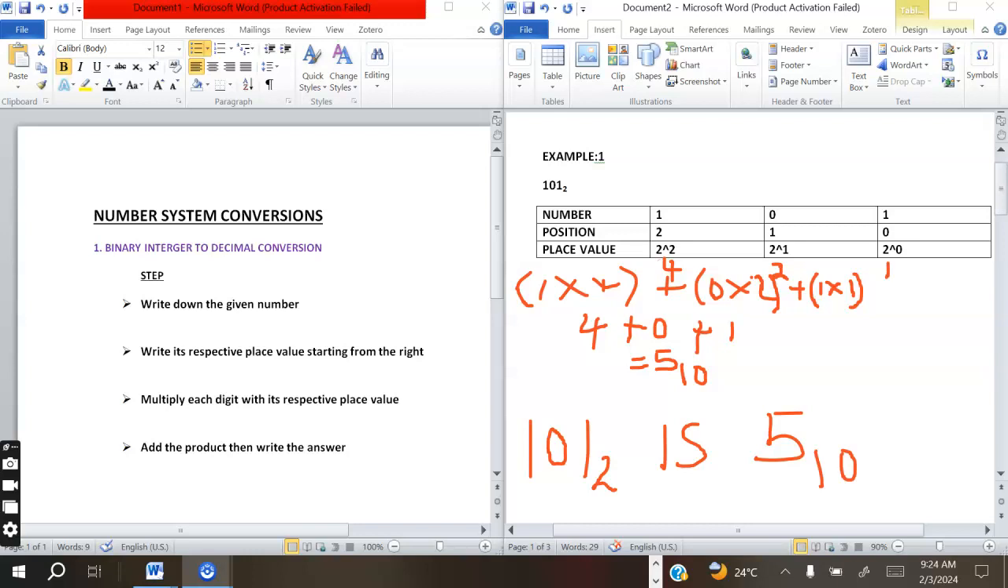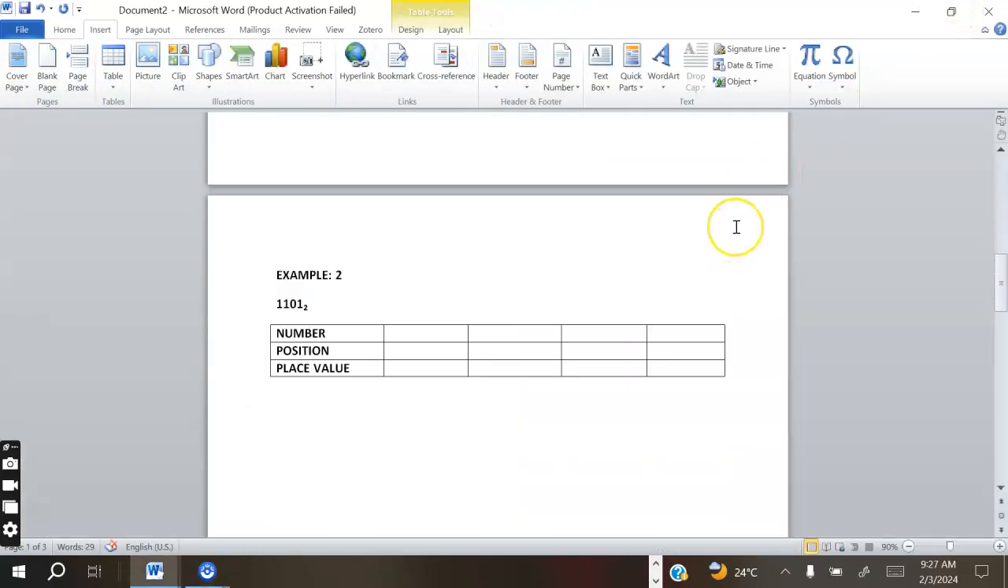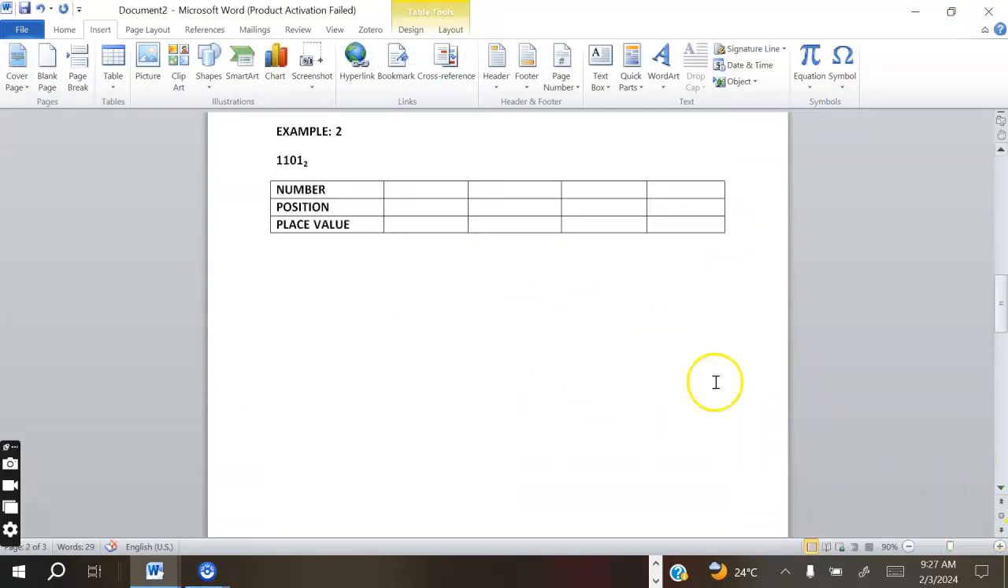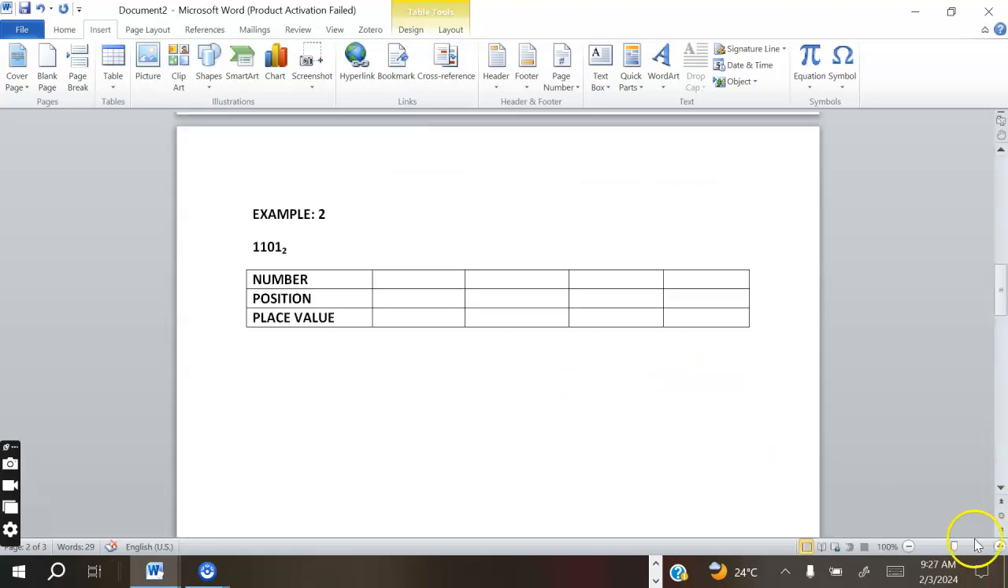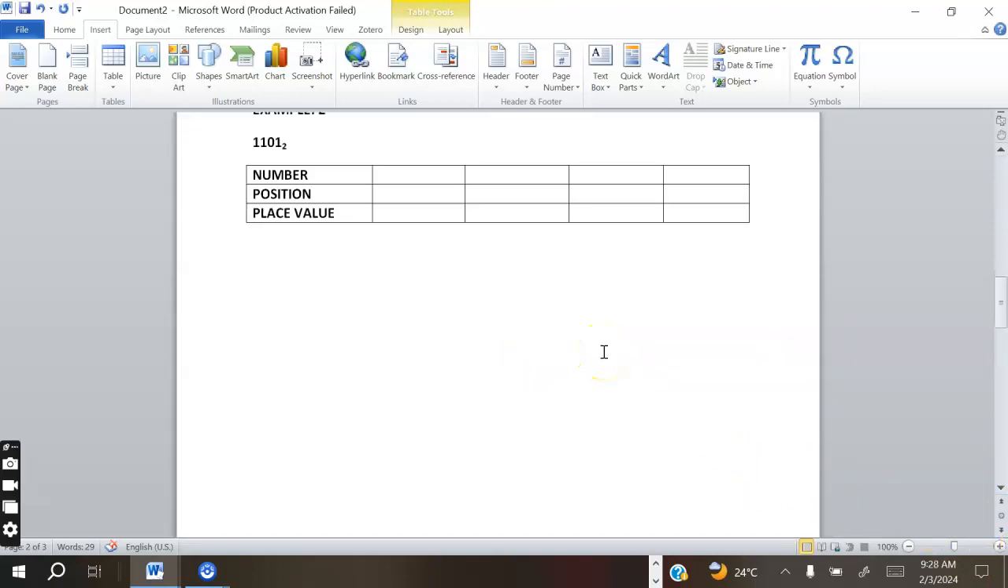Okay, let's move now to another different example. Let's move to our number 2. Let me make it a little bit larger. So step number 1, you write the number. I will be a little bit fast here since you have already learned how to go about it.